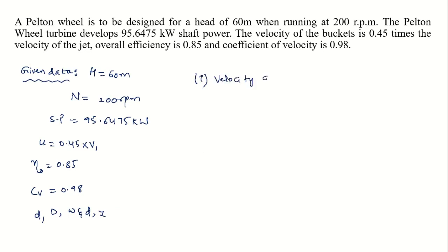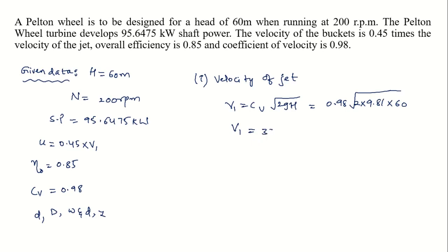Coming to the velocity of the jet, we have the same formula V1 equal to Cv under root of 2gH, which is equal to 0.98 into under root of 2 into 9.81 into 60. So let's see how much we would get for the V1 value. V1 is 33.62 meter per second.